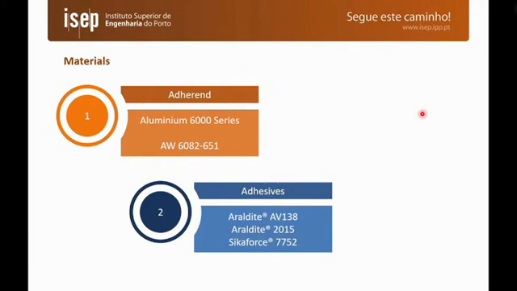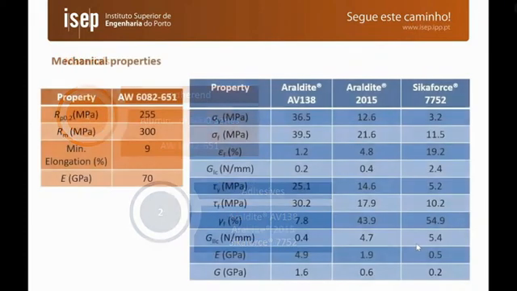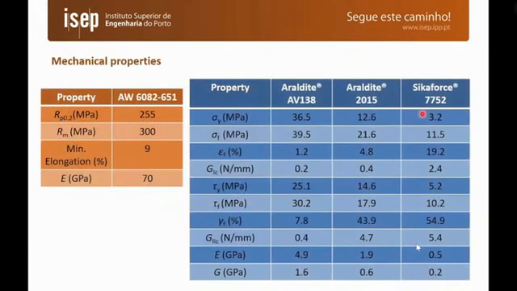AW6082, and we are going to test the sole behavior of 3 adhesives, the brittle AV138 and 2 ductile adhesives, 2015 and 7752. Here we can see the mechanical properties of the adherents and the 3 adhesives, which were characterized in previous works. We can see, for example, the difference in shear ductility of the 2 adhesives.